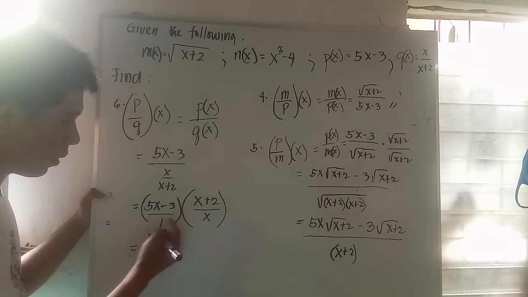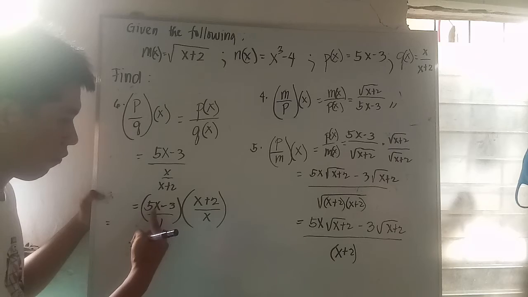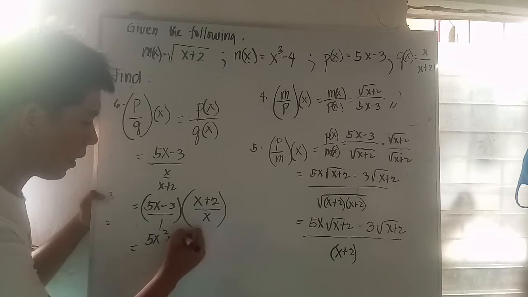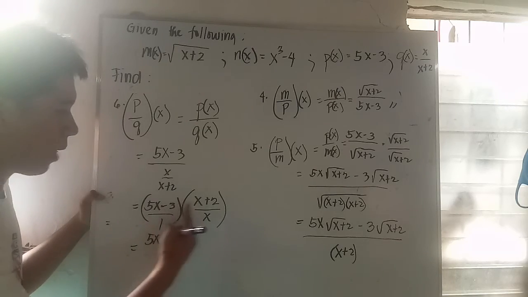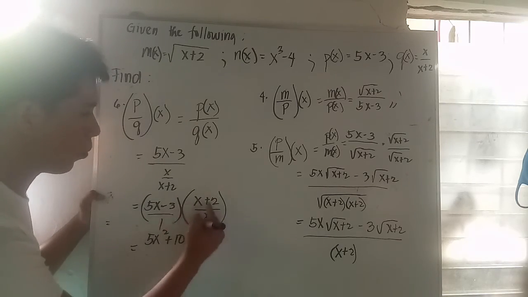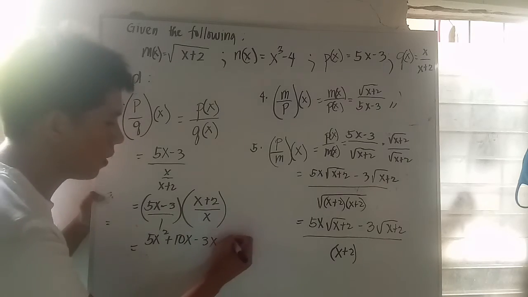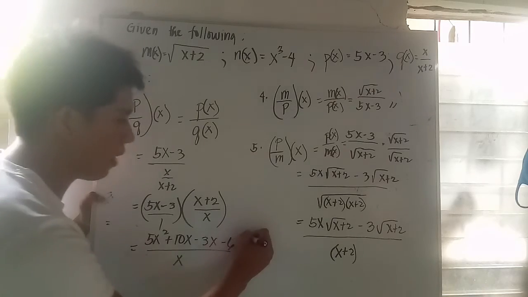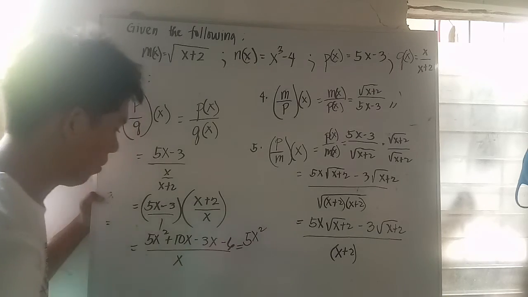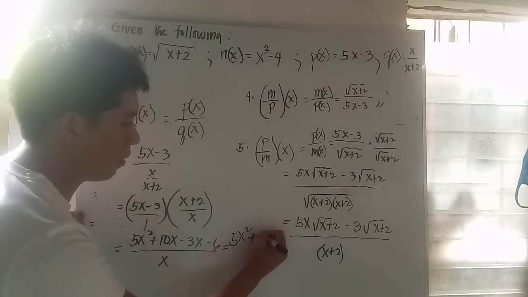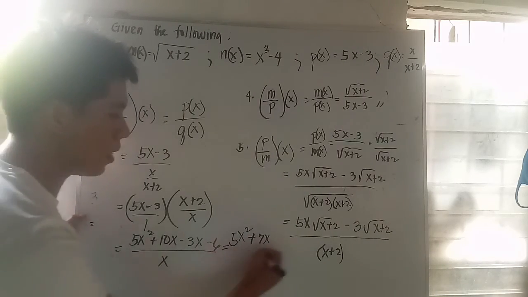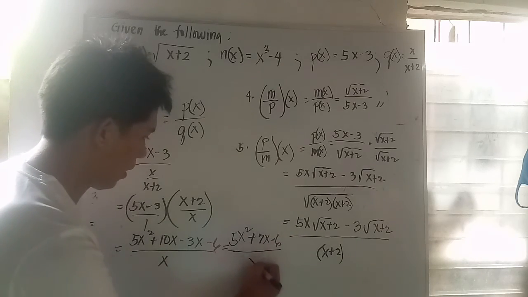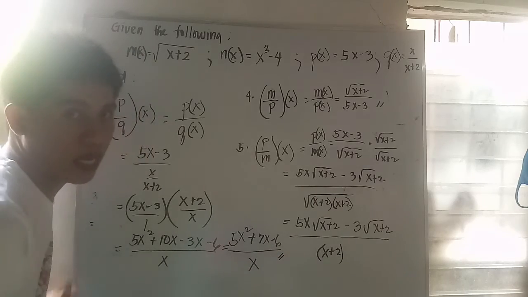We have 5x squared. Then 5x times 2, we have 10x. Then negative 3 times x, negative 3x, negative 3 times 2, we have negative 6 over x. Then simplify, we have 5x squared plus 7x, 10 minus 3, that would be 7x minus 6 divided by x. Okay, so this is now the answer.